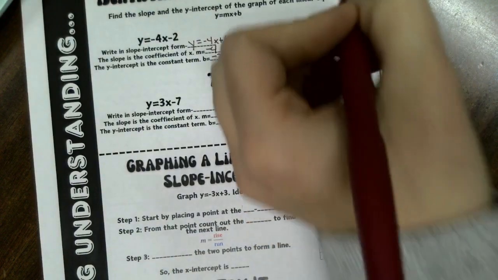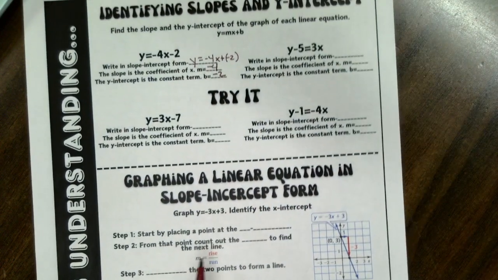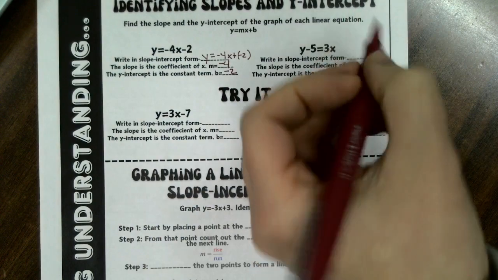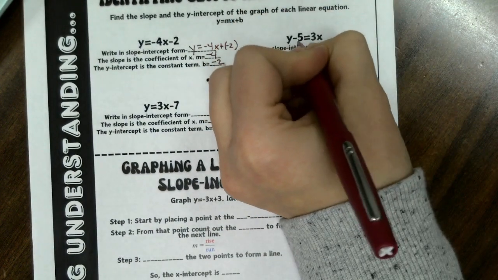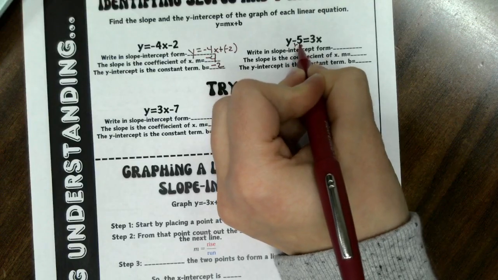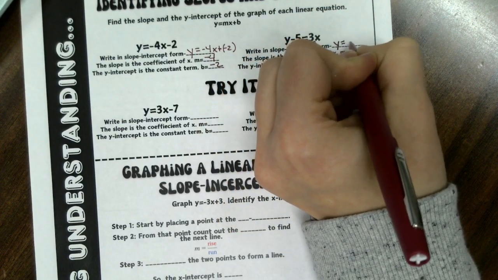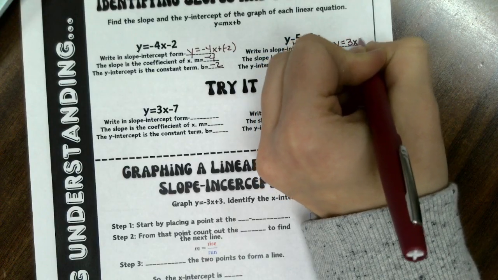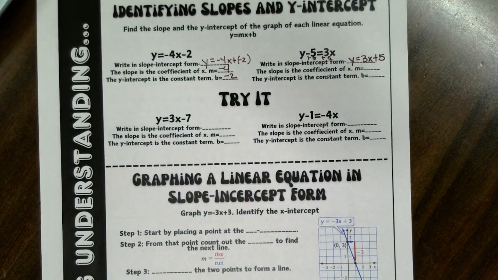I'm going to do the same thing over here. y minus 5 equals 3x. That's most certainly not written in y equals mx plus b format, so I'm going to need to do that here. So first, I'm going to do some work to solve this. I need to add 5 to both sides. So now it's going to be y equals 3x plus 5. That is now written in the proper form.